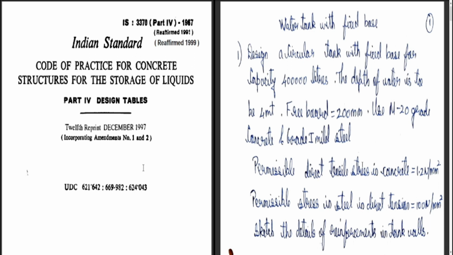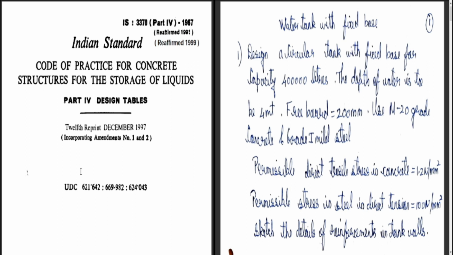Okay, now let us solve an example for designing a water tank with a fixed base. So we are going to design a circular water tank today, and in this design we will make use of IS code IS 3370 part 4 for the design. That means using the application of IS 3370 part 4, which gives the guidelines for the liquid storage structures.